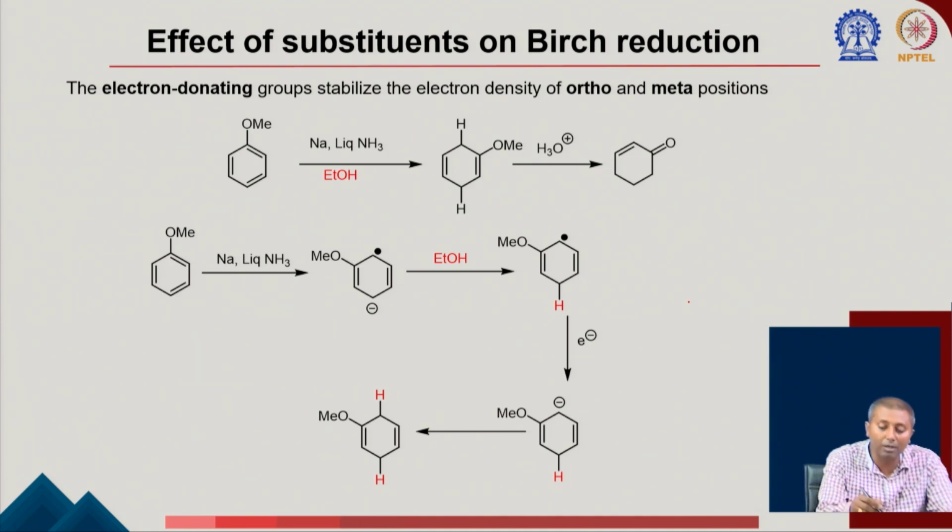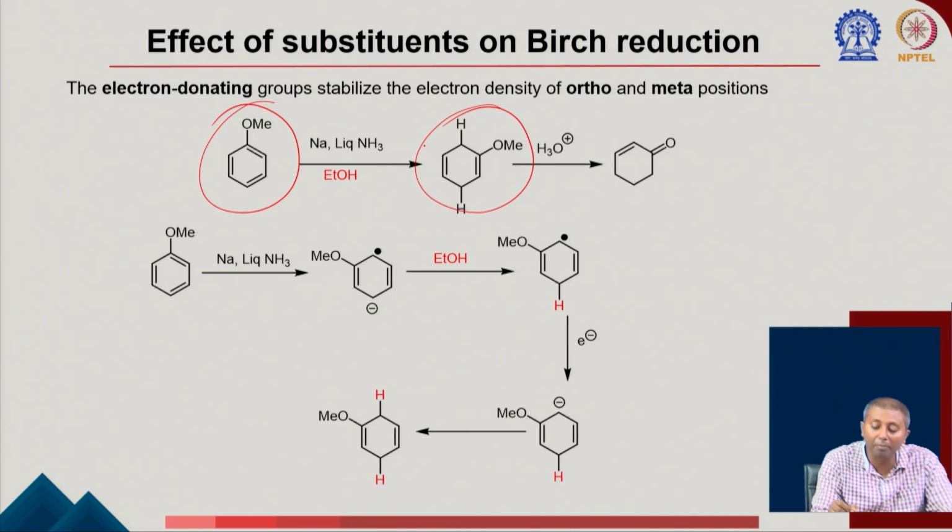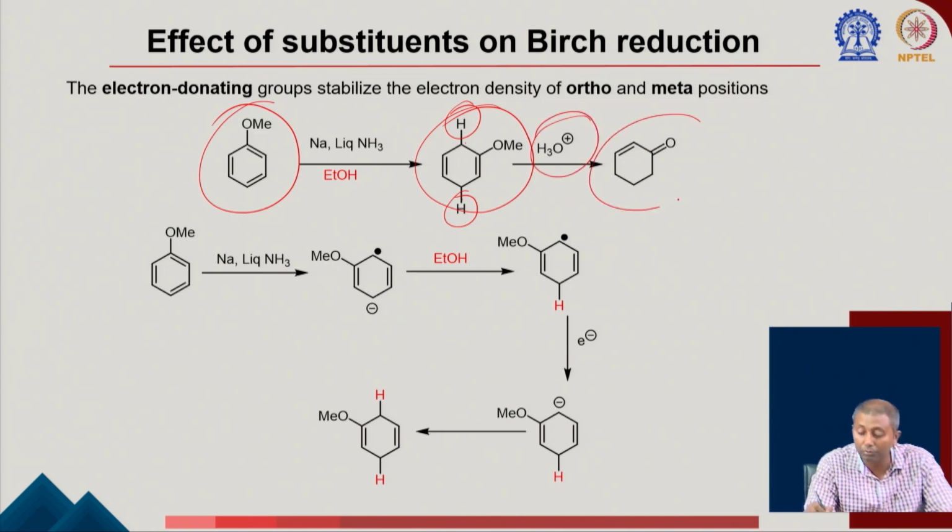So let's try to do some of the problems here. I think again if you have a methoxy, we know there will be an ortho meta. So you will see this is your ortho position, this is your meta position. So there will be H on the ortho and meta position. Of course, once you have H3O plus, what is going to happen? This is going to convert to this alpha beta unsaturated carbonyl compound.